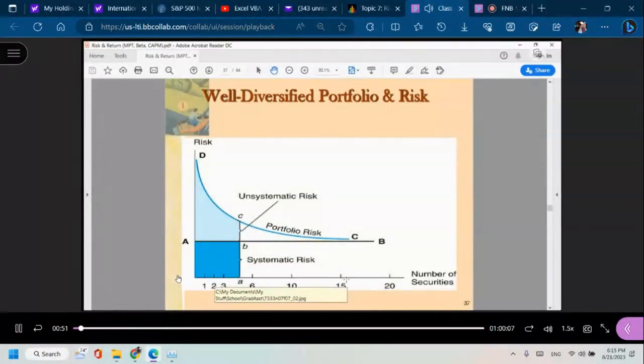how the non-systematic portion of the risk is diversified away through a well-diversified portfolio. And I said, when you include about 15 to 20 assets or stocks in your portfolio, your total overall risk goes down drastically. But what actually goes down is that unsystematic part of the risk, and the systematic part doesn't go away through diversification.